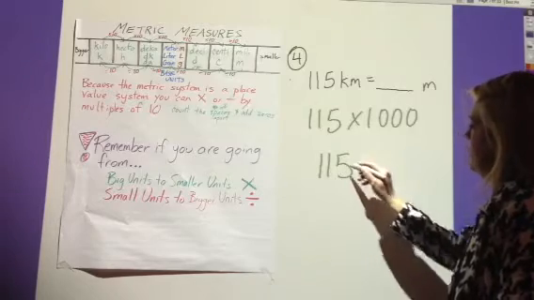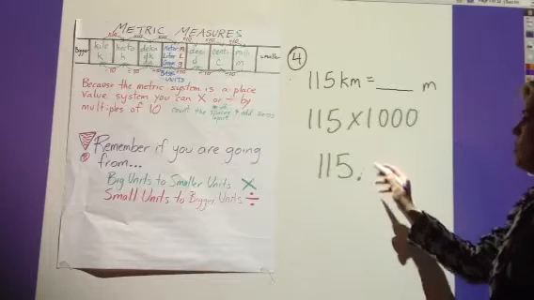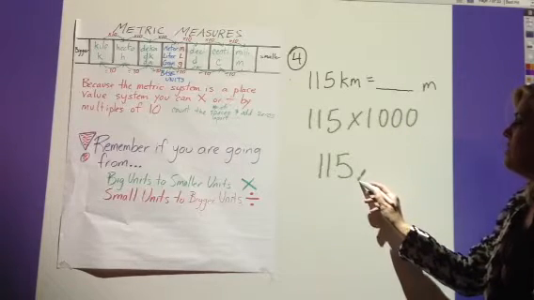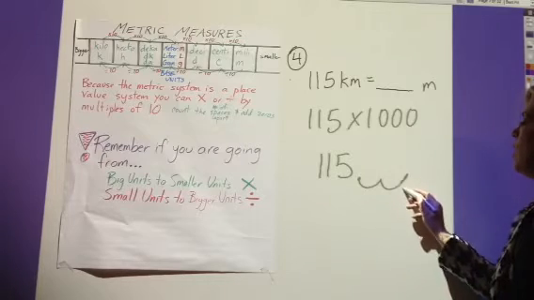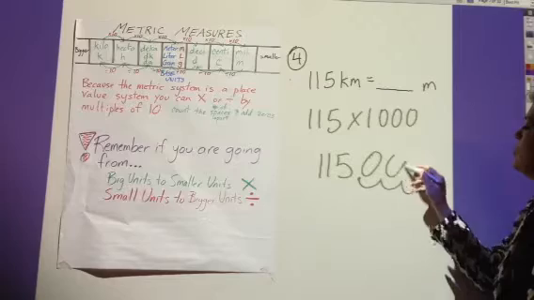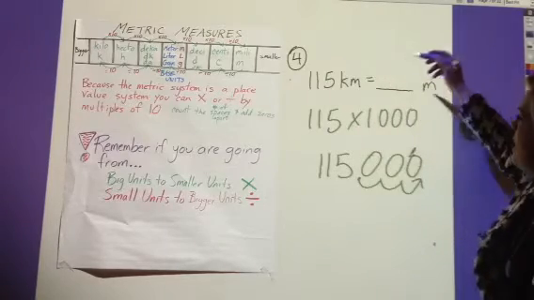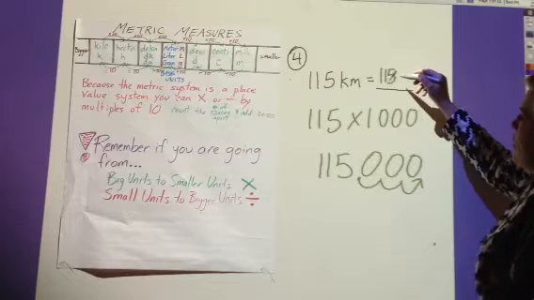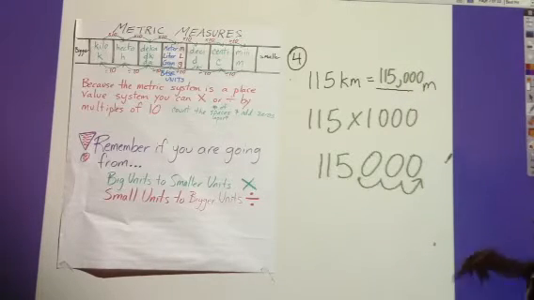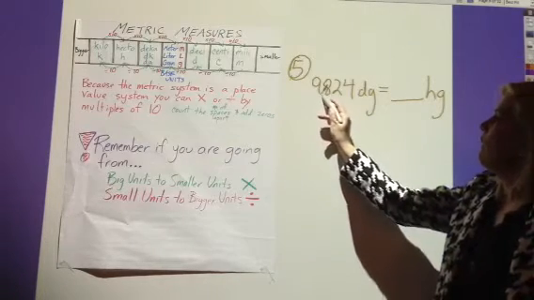I know that there's a decimal there. It's not always written, but it's still there. And I'm going to have a bigger number because I'm multiplying. So I'm going to move my decimal 1, 2, 3 places to the right. And I can add 1, 2, 3 zeros. 115 kilometers is 115,000 meters.